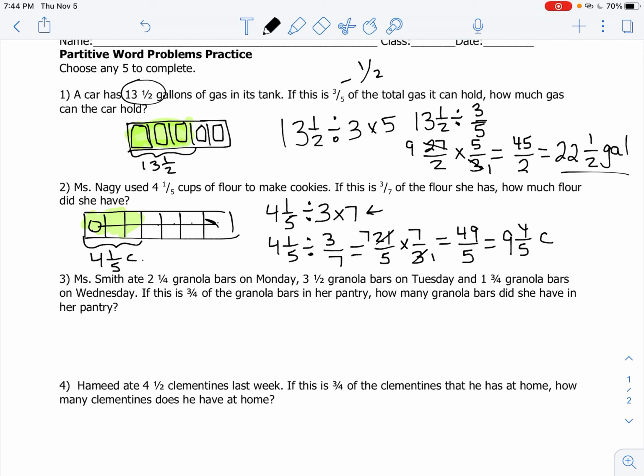And again, that number makes sense because 3/7 is just less than half. So if I double the amount of flour we have here to figure out how much total flour there is, I know it's going to be more than 8. So 9 4/5 seems appropriate.